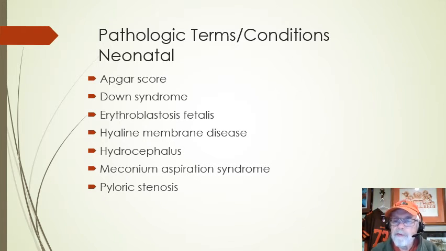Now if the mom is Rh negative, that's a concern. Why? Because if the baby is Rh positive, that Rh positive blood now gets exposed to mom's Rh negative blood in the circulation, and all of a sudden the body says, that positive shouldn't be there. That's a bad cell. And it creates an antibody against Rh positive, against the Rh factor.